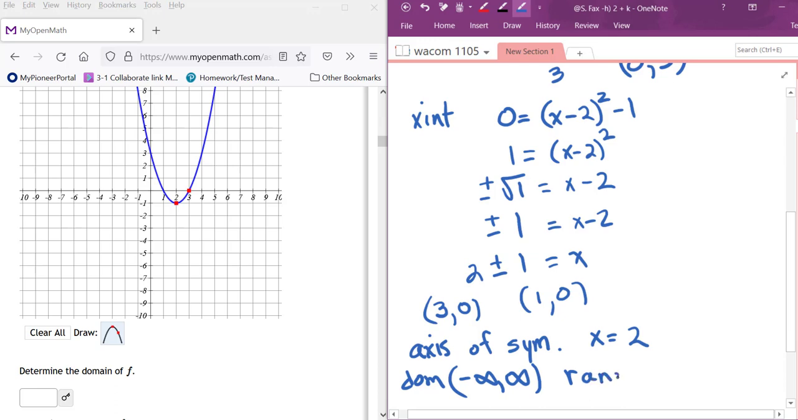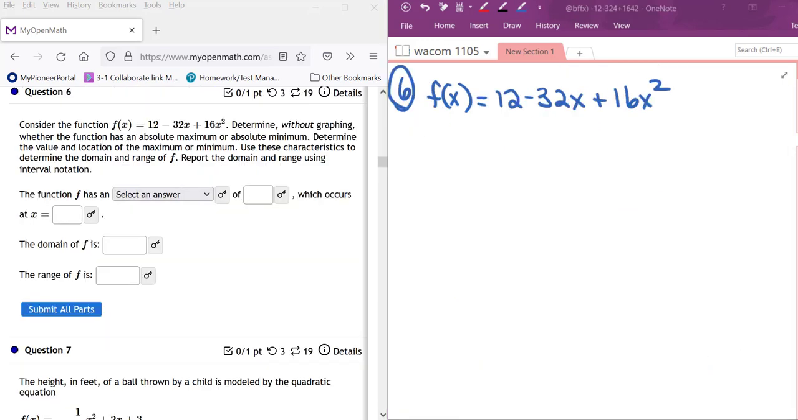Your range, this one has a lowest point, which is your vertex. And you're looking at the y-coordinates with range. You are touching it. So it is -1, and it goes forever up. Next, we'll look at question 6.